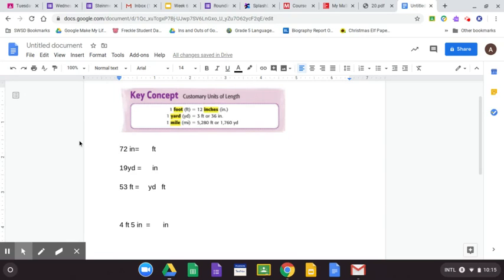So first thing, 72 inches into feet. So what we've said is you put 72 inches over top of 1 because you're making it like multiplying fractions. So 72 over 1 times, and then you find your conversion. So your conversion is inches and feet. So you're going to have inches down at the bottom because you're cross canceling, and then feet at the top.